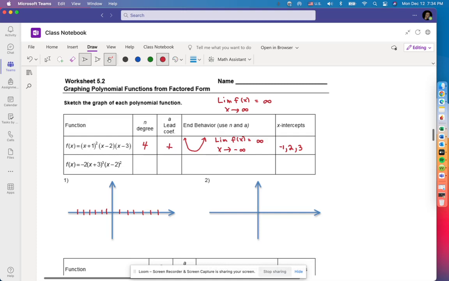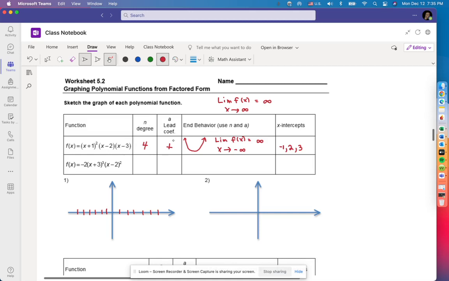All right, so here's my function. We'll look at number one. Notice, it's already factored. This n degree represents the degree of the polynomial, and that just means you count. So this first x plus 1 squared has a multiplicity of 2. So I'm adding that. So 2, x minus 2 has a multiplicity of 1. X minus 3 has a multiplicity of 1. So if I add those, I have my degree of the polynomial to be 4.